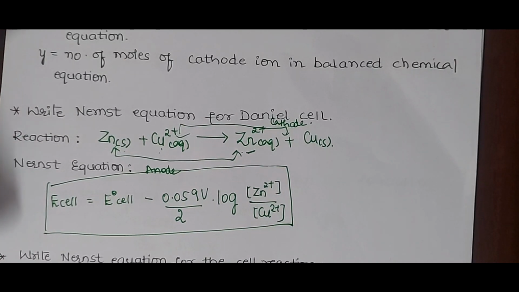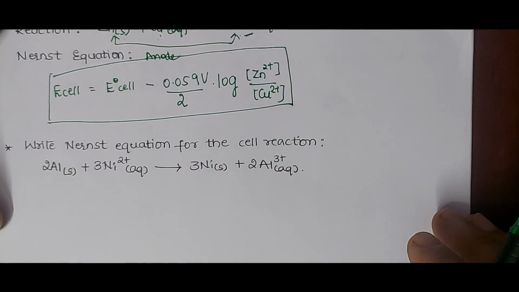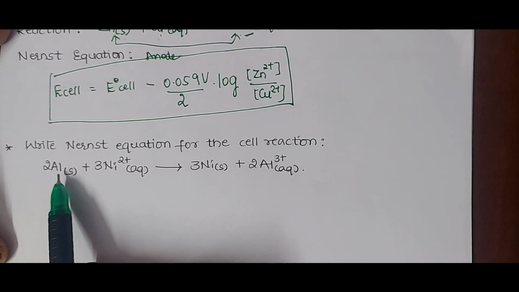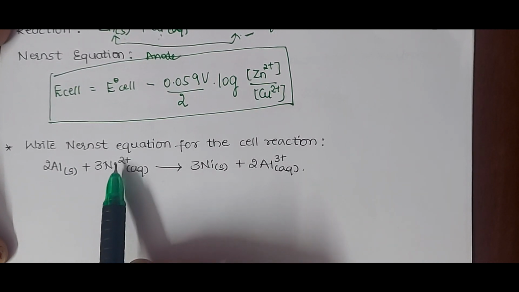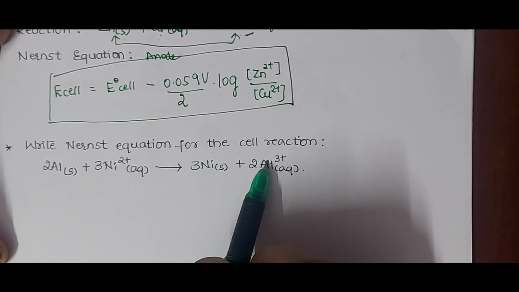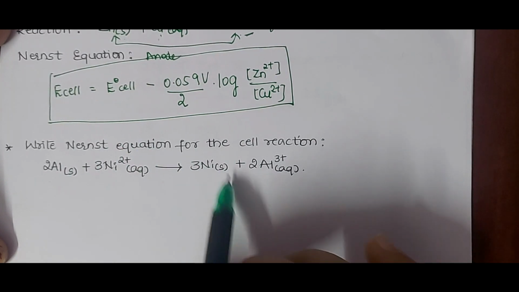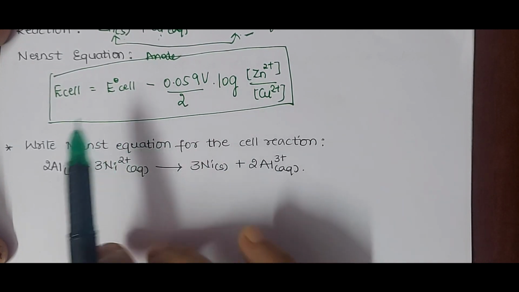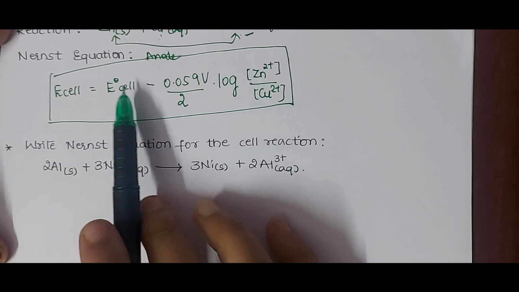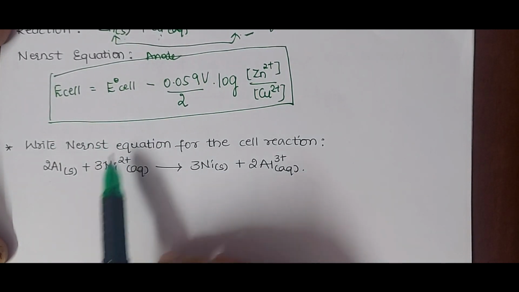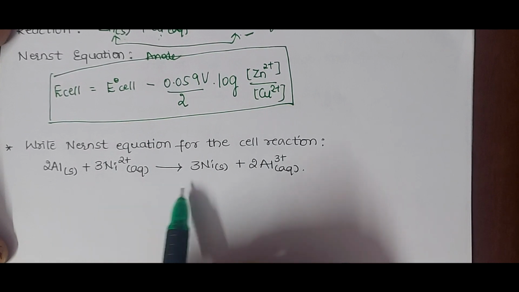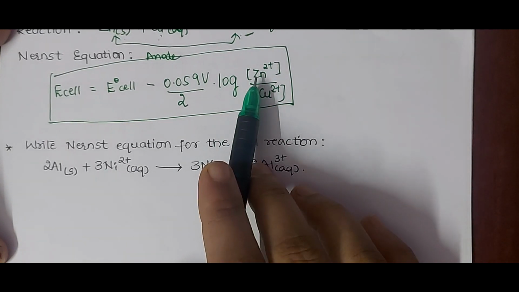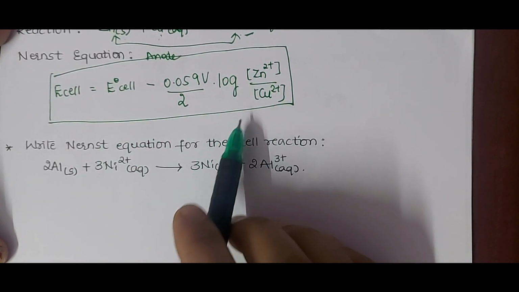Similarly, we'll see for the next one how we can write the Nernst equation. How can we write the Nernst equation? We'll try to understand. Here they have given 2 moles of aluminium, 3 moles of nickel ion, giving 3 nickel and 2 Al plus. We have to write the Nernst equation based on this reaction. What they expect when you are writing the Nernst equation: E cell and E naught cell values are not given, so don't worry about it. E cell and E naught cell you write as it is. The n value you have to find out based on the balanced chemical equation, that is, number of electrons lost equal to number of electrons gained. And the anode ion you can easily find out from the reaction, and the cathode ion also you can find out by looking at the reaction.